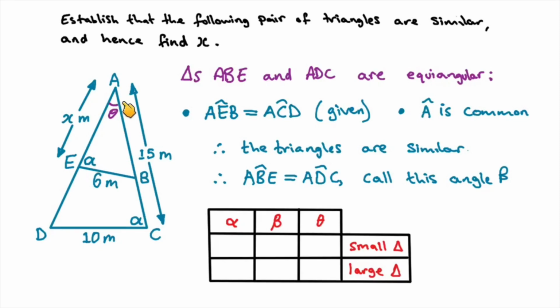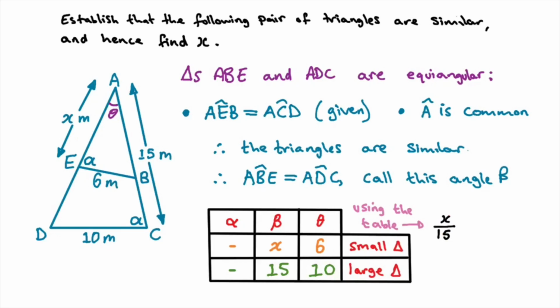For the small triangle, the length opposite alpha, I don't know what it is. This 15 meters is for the large triangle. Opposite angle beta would be x, and the length opposite theta is 6 meters. Now looking at the large triangle, I don't know what the length opposite alpha is. I know that's x, but I don't know what this part here is, so I'm going to leave that blank. Opposite beta, which is down here, we have 15, and opposite theta we have 10.